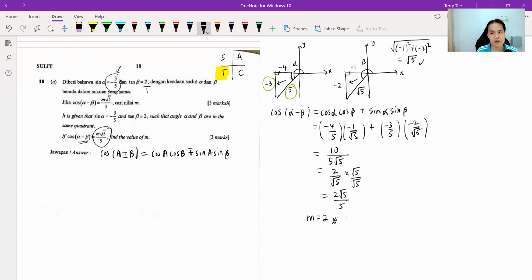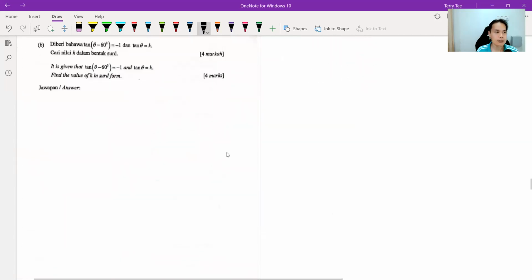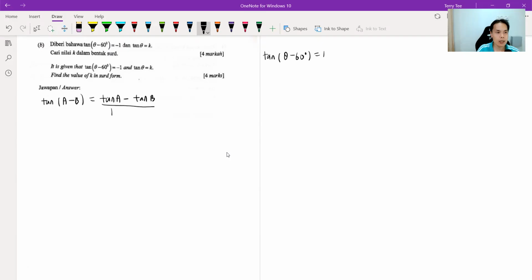That is just part A. We still got part B to go. Now, for part B, we have the addition formula for tangent. So first of all, we need to expand this formula. This is tangent(theta minus 60) equals 1. Now, we know that tangent(A minus B), when you expand, is tangent A minus tangent B over 1 plus tangent A tangent B. Again, this formula is given. If it's a minus, it will be minus; the bottom part is a plus. If it's a plus, this will be a plus; the bottom part will be minus. The other way around.